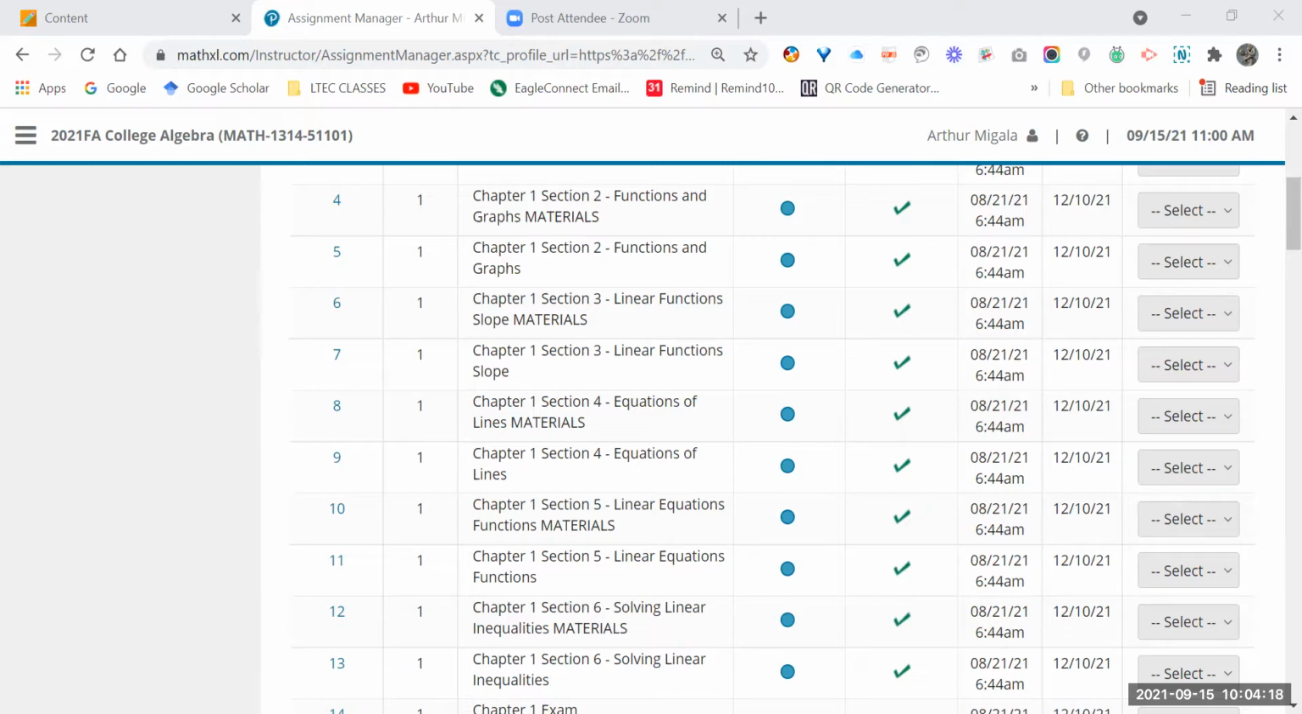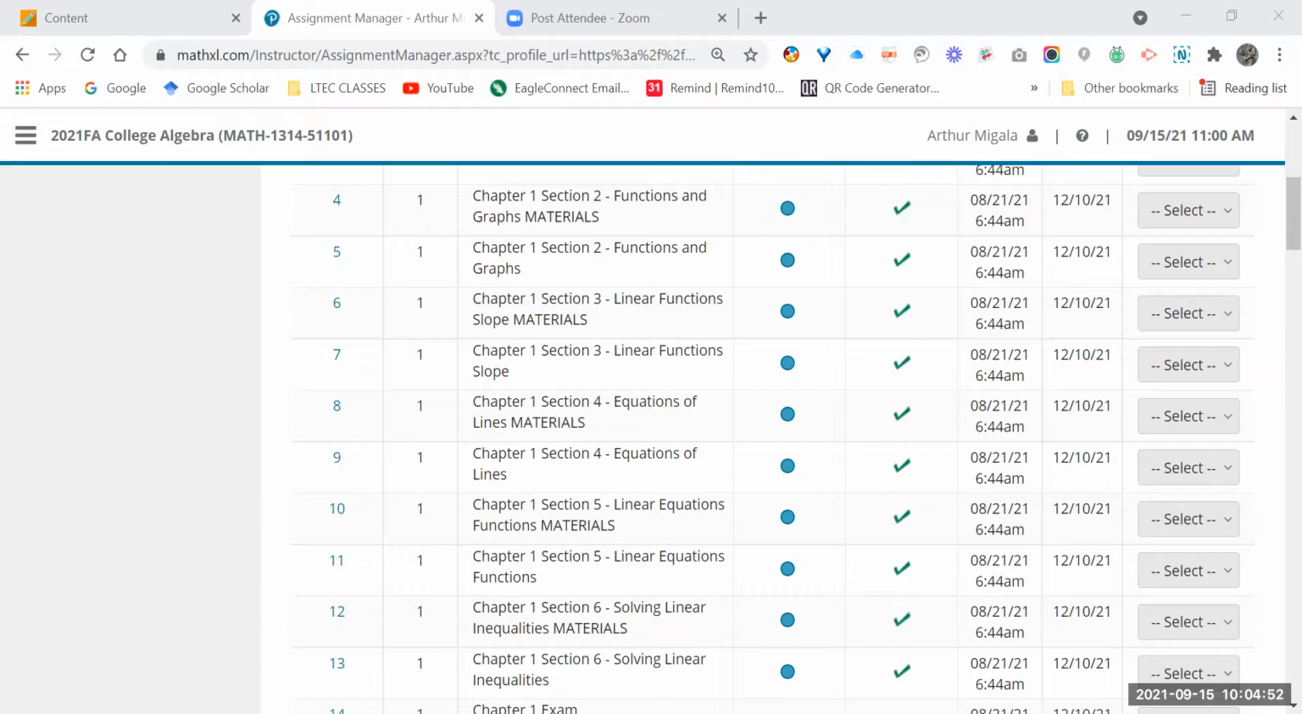Is this a function? No, because you have the same x values but different y values. If you have the same x and the same y, then it would be a function. But since you have the same x, different y's, it's not a function. How about this one? Yeah, all the x's are different, so it's a function.